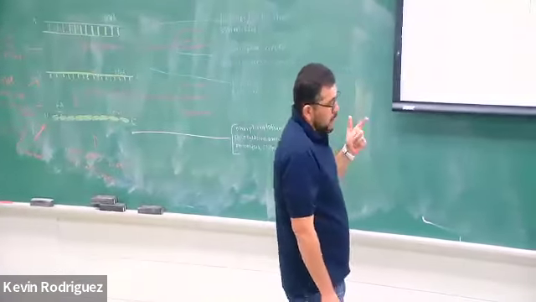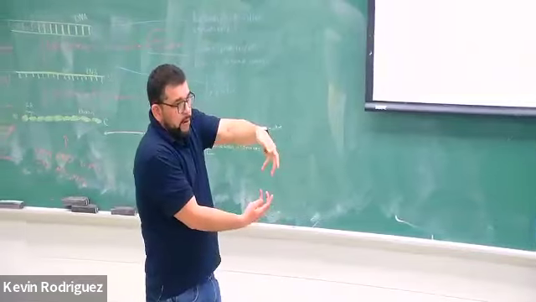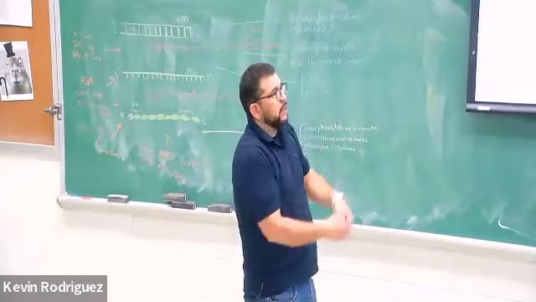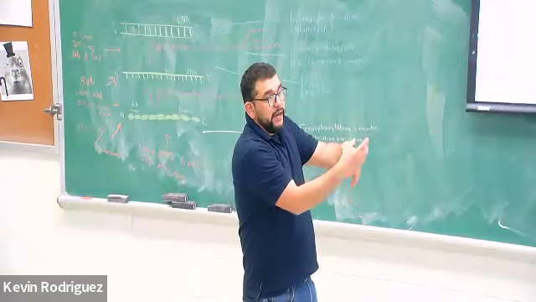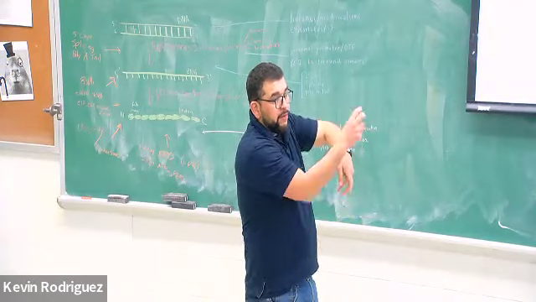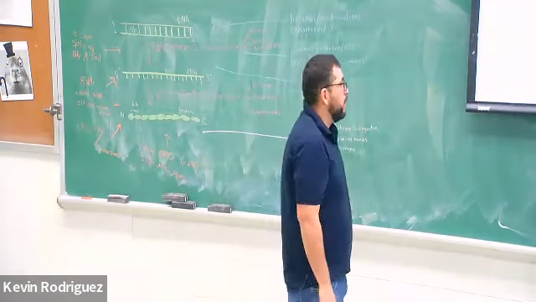tRNA is the one that has your codon, anticodon. Remember, it helps you figure out what mRNA you have. At the same time, it also has the specific amino acid attached to it. So we can translate RNA code into a specific amino acid, and we can make them in the right order.